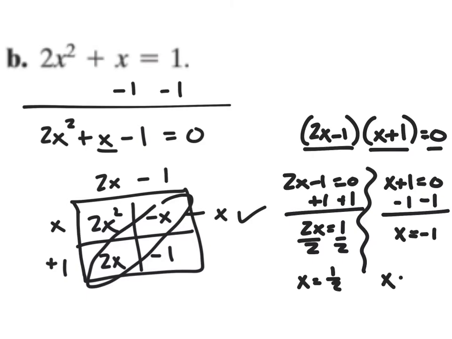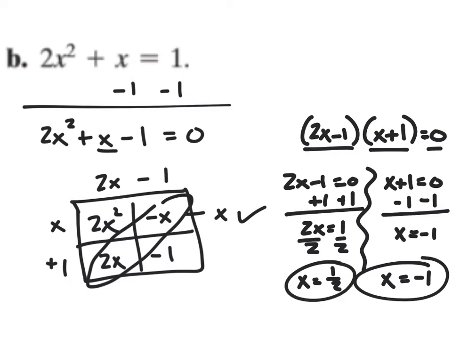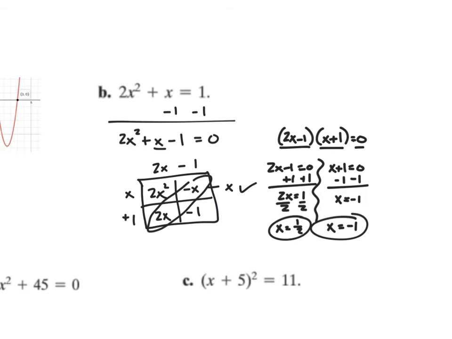Okay, so here are my answers. x equals negative 1, x equals 1/2. Okay, and that's how I solve. Okay, now we could graph that. I'm not going to graph that right now, but that's how we would go about doing that.